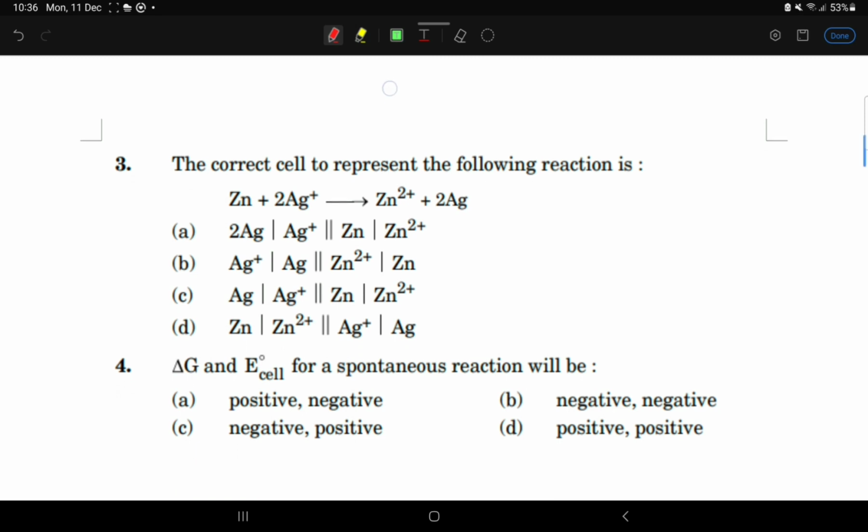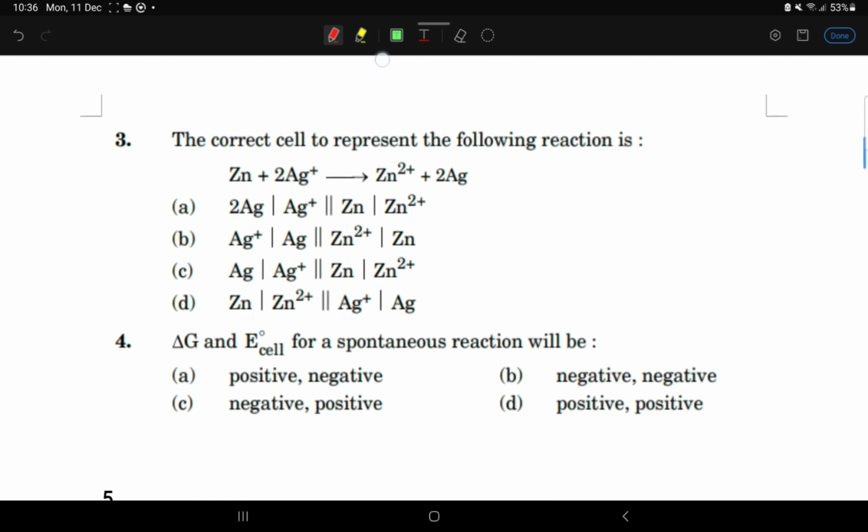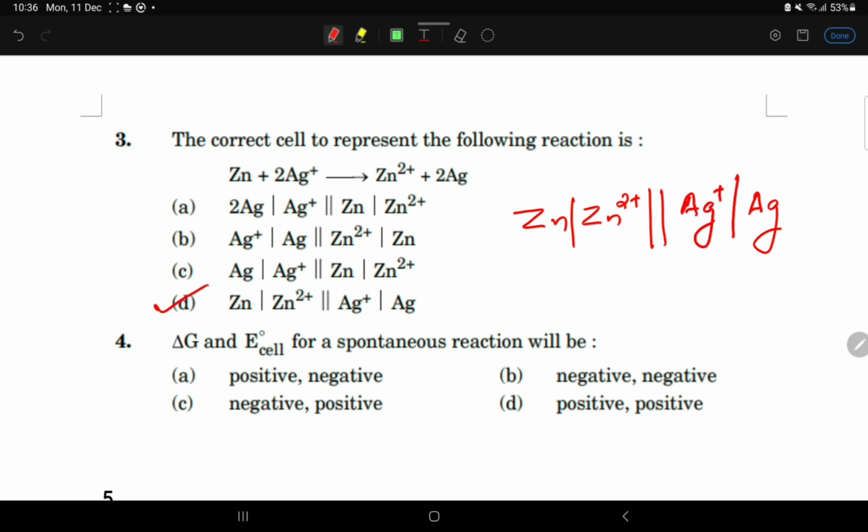The correct cell to represent the following reaction is, here zinc is undergoing oxidation to Zn2+, so we can represent the half cell Zn/Zn2+. Then salt bridge. Now Ag+ is changing to Ag, that's the reduction reaction, so Ag+/Ag. So our option is D.